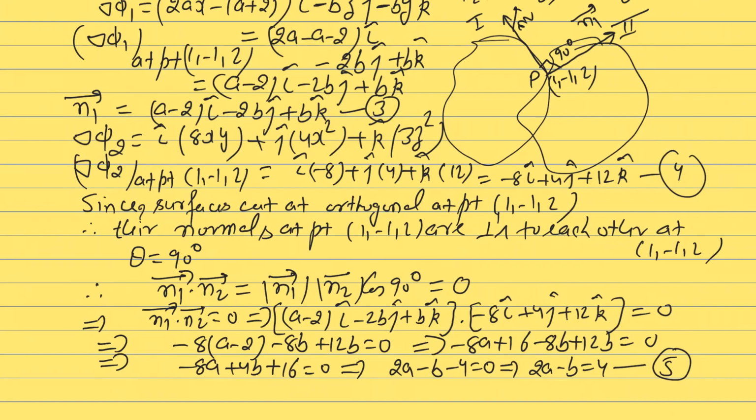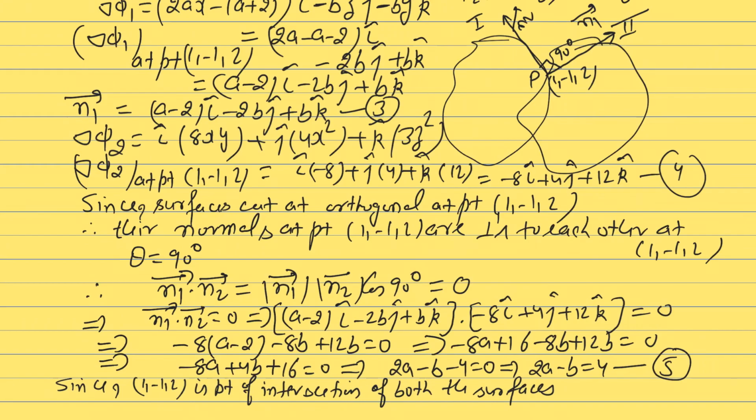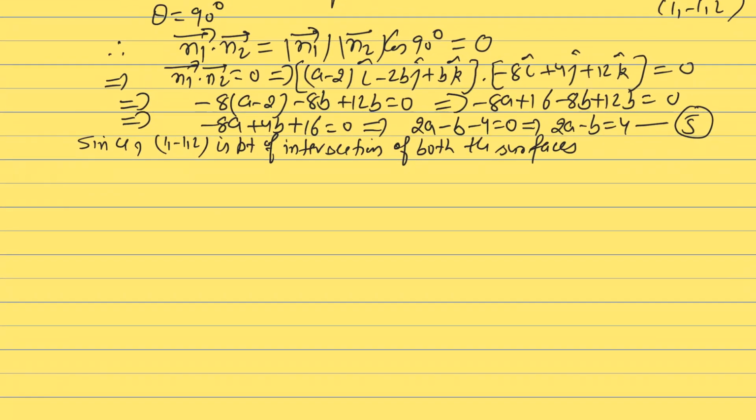So since it will be satisfying the equation of surface number 1 and 2, I am going to write here, since 1, minus 1, 2 is the point of intersection of both the surfaces, therefore this point 1 comma minus 1 comma 2 will satisfy the equation of both the surfaces.